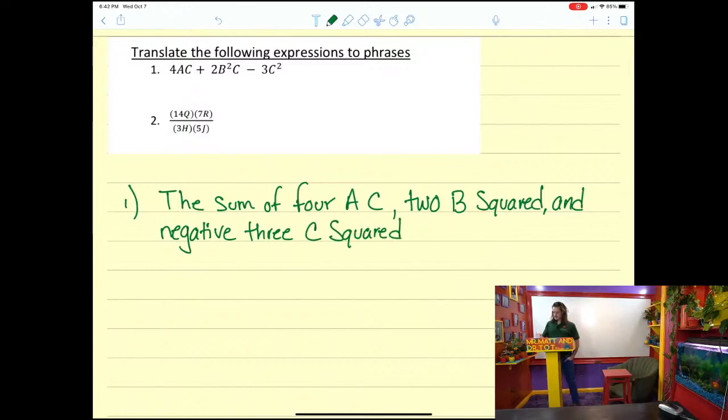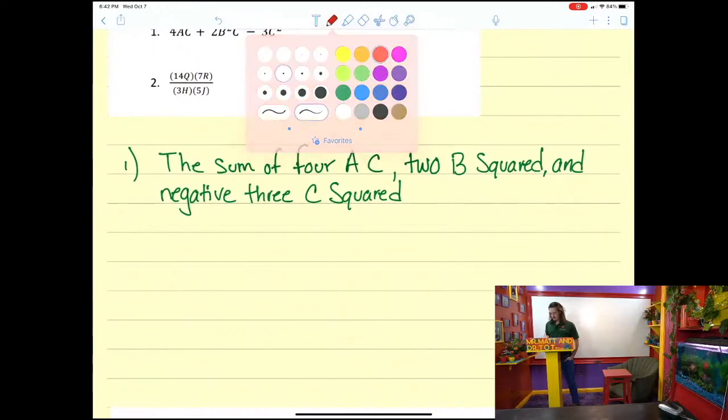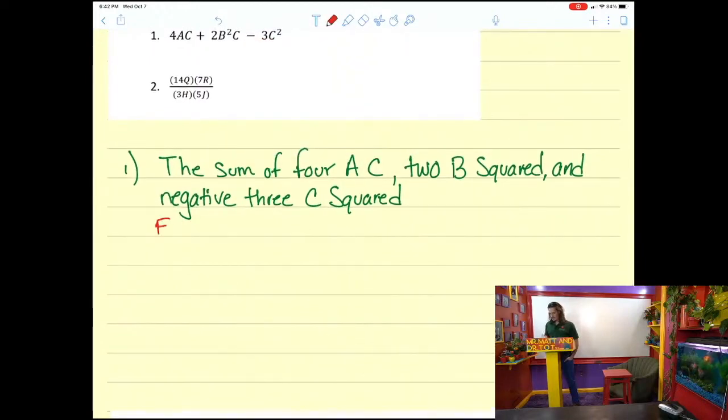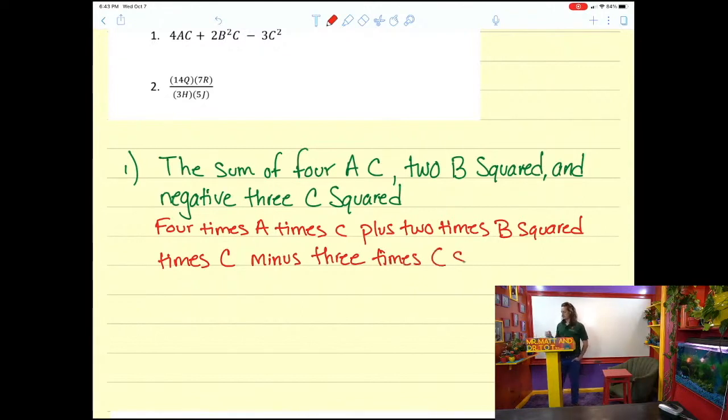Let me do this in another color. So we could say 4 times a times c plus 2 times b squared times c minus 3 times c squared. Okay, so either one of those would be acceptable.